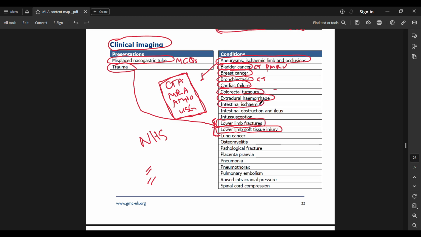Next, you have intestinal ischemia. In this case, just know which investigations you need to do. Intestinal obstruction and ileus.